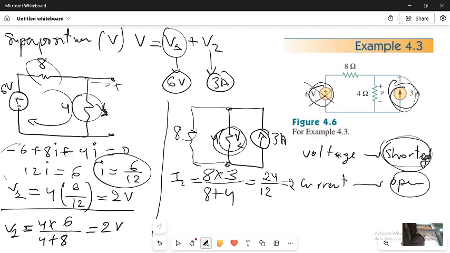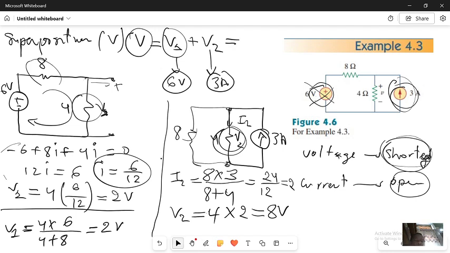But I want to determine V2. To determine V2, which law am I going to use? Ohm's law, because I have the current I2 and I have the resistor. So 4 multiplied by 2 is going to be 8 volt. Now I have V2, I have V1. I come back here. The voltage when both sources are contributing is going to be 2 plus 8, which is equal to 10 volt.